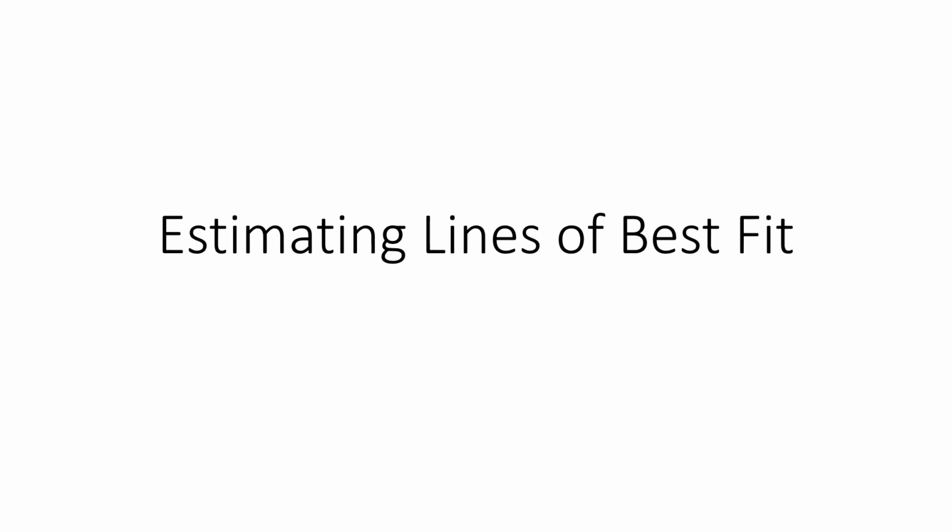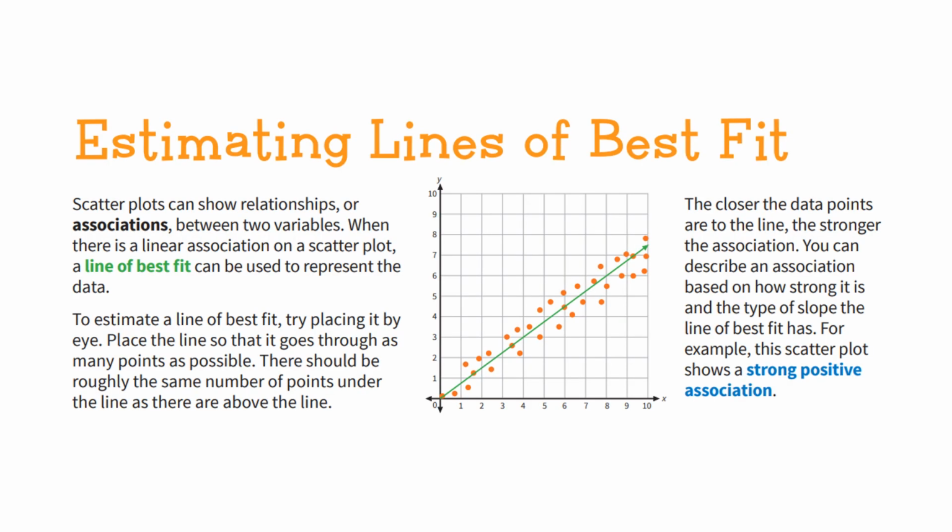This instructional video is on estimating lines of best fit. Scatter plots can show relationships or associations between two variables. When there's a linear association on a scatter plot, the line of best fit can be used to represent the data. Remember, we know that the word linear means a straight line pattern.